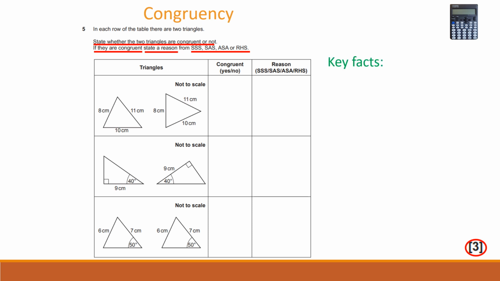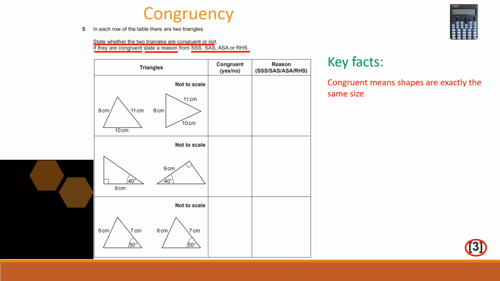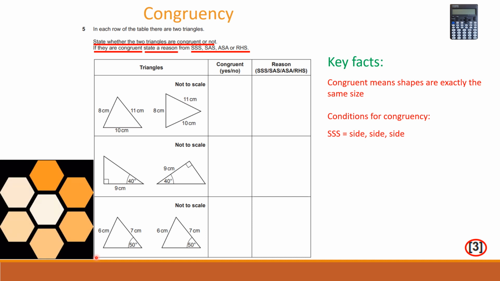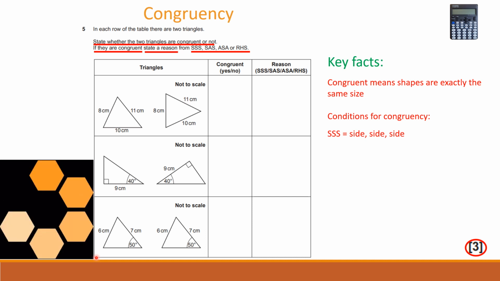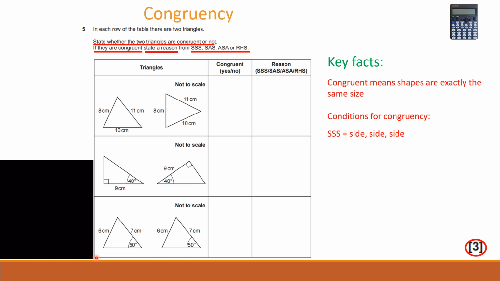Now the key facts are we need to know what the word congruent means. Now congruent means the shape is exactly the same, shape and size. There is no difference between the two shapes. Now the conditions for congruency are SSS, which means side, side, side. So if you've been given any 3 sides, then it will always be congruent. So as long as the 3 sides are always given, it will always be congruent.